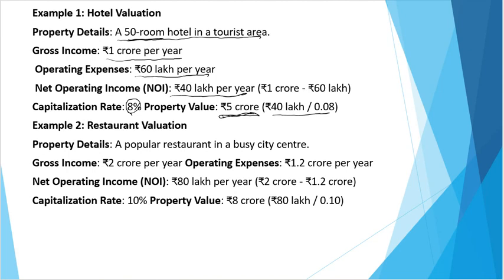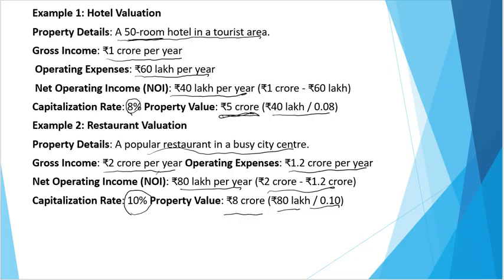Similarly, if you have to do the valuation of a restaurant, for example a popular restaurant in a busy city center, let us suppose gross income is 2 crore per year and operating expenses are 1.2 crore per year. So net operating income will be 2 crore minus 1.2 crore, 80 lakh per year. Let us choose 10% as the capitalization rate. So property value will be 80 lakh divided by 0.10, which means the property value is 8 crore. This is just an example of how the value of the property is determined.